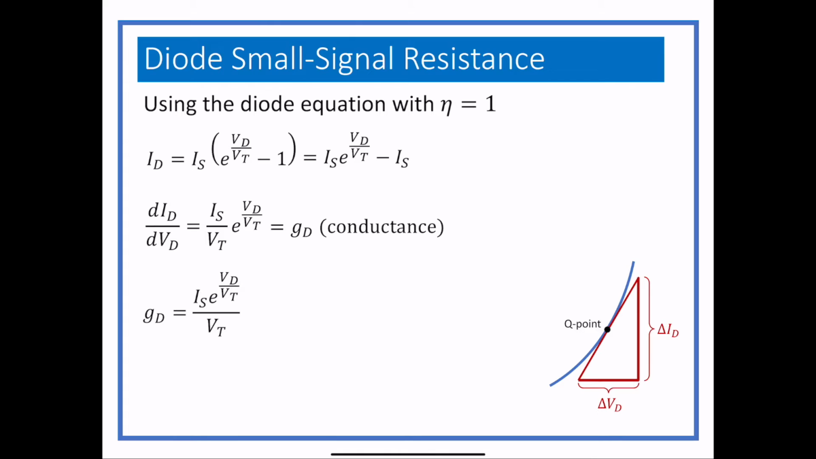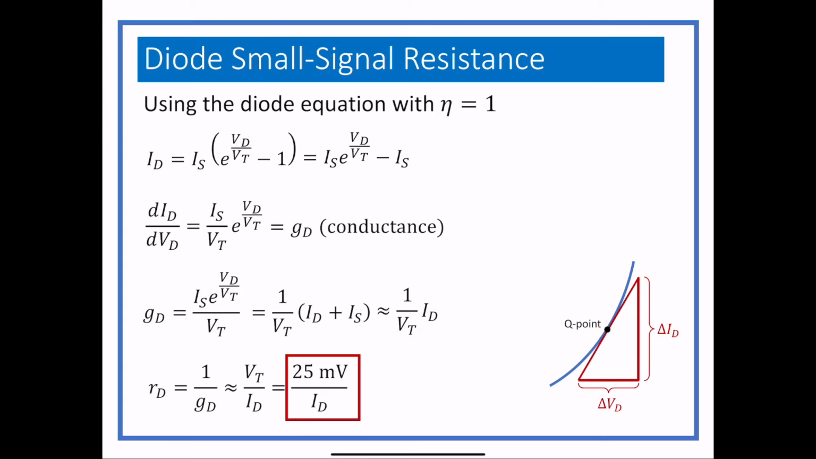So if we took IS and put it on the left side of the diode equation and had ID plus IS, it would equal IS e to the VD over VT. So we can substitute that in, and because IS is so much smaller than the diode current, we can actually approximate and say that 1 over the thermal voltage times the diode current is equal to the conductance. The resistance then is just 1 over the conductance, which is approximately the thermal voltage over the diode current.